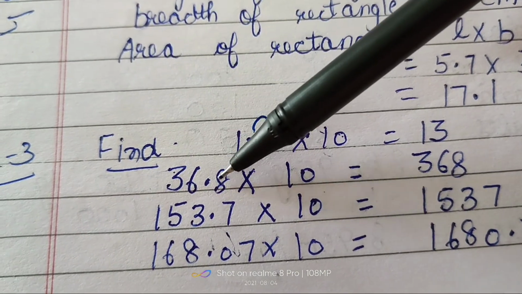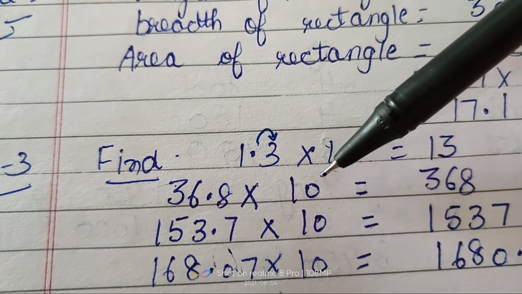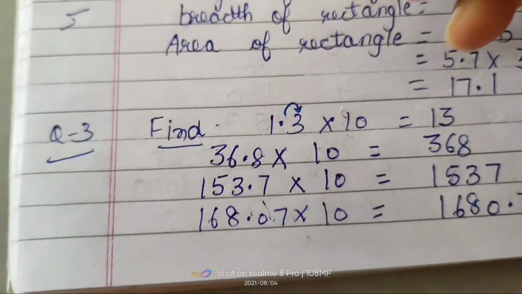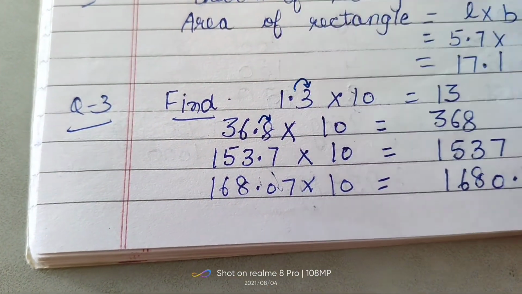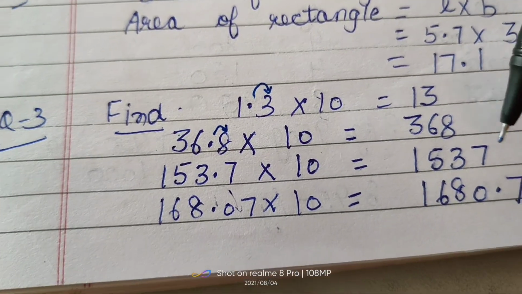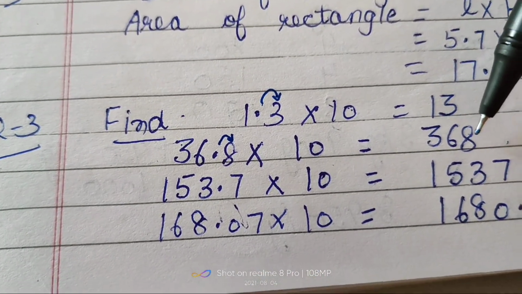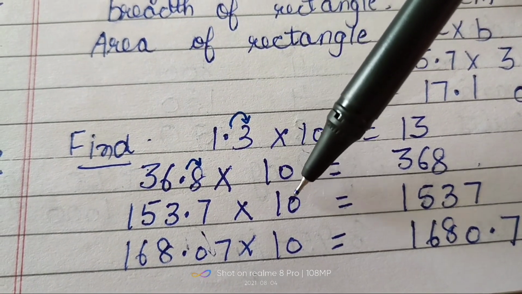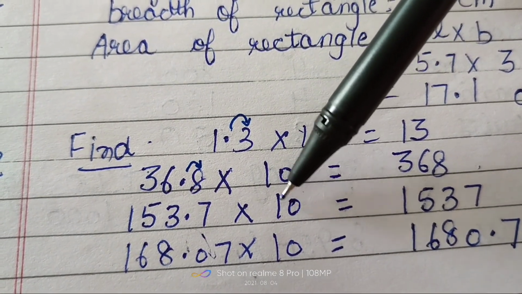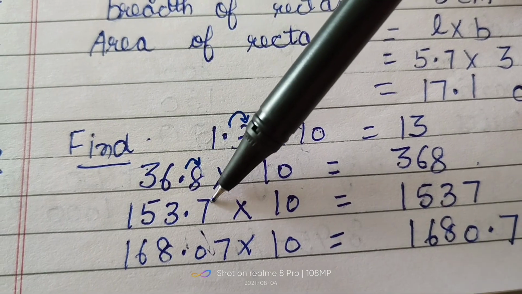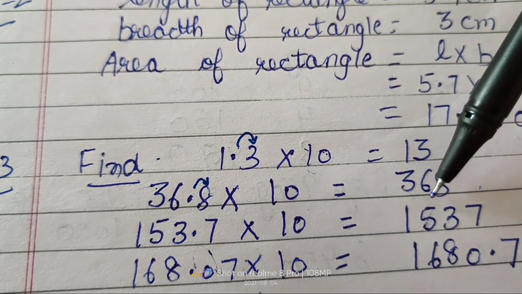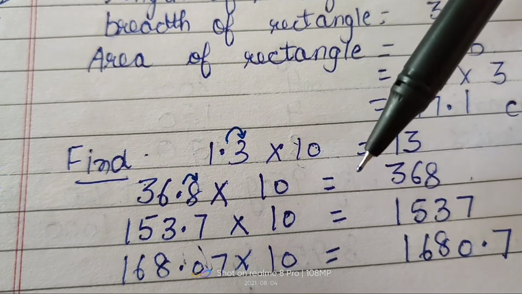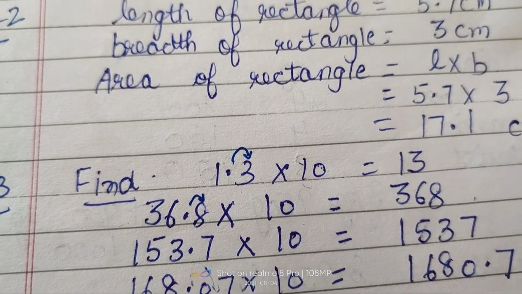Now 36.8 multiply 10. Here also we have one zero, so the decimal will be shifted to the right. So the answer is 368. Similarly, 153.7 into 10, again we have one zero, so the decimal will move to the right by one place. This is the easy way to multiply by 10 or any other power of 10.